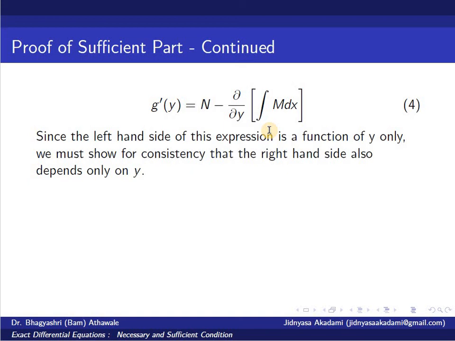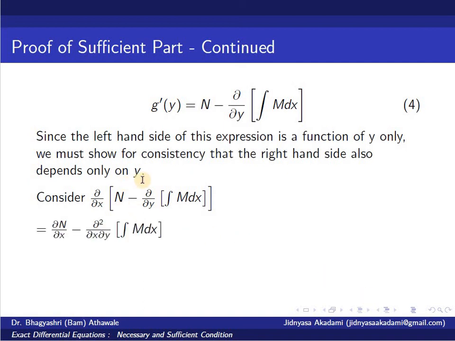How to show that some function of two variables is a function of only one variable? Obviously, the partial derivative of that function with respect to the other variable should be 0. That means if it is a function of y only, no x is there. To show that no x is there, differentiate this with respect to x and show that it is 0. If the partial derivative of this term with respect to x is 0, that means this term is independent of x. It is a function of y only.